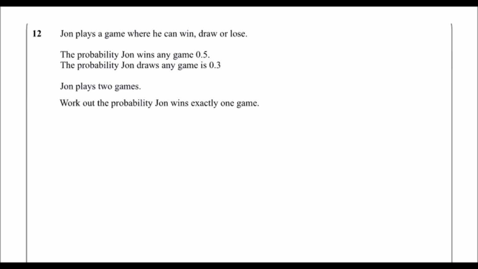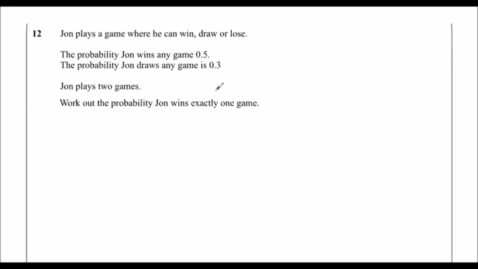Question 12. John plays a game where he can win, draw, or lose. The probability John wins any game is 0.5. The probability he draws any game is 0.3. John plays 2 games. Work out the probability that John wins exactly 1 game.